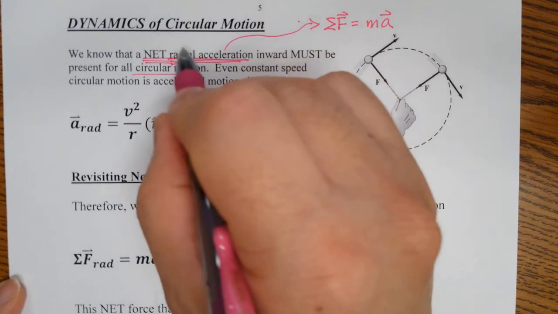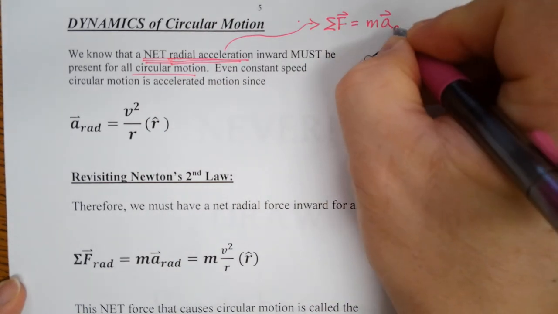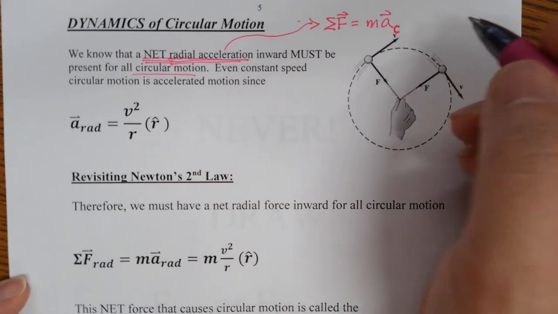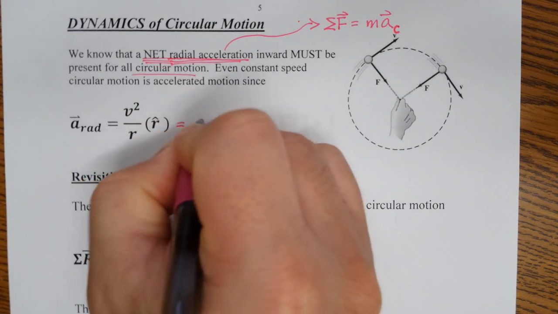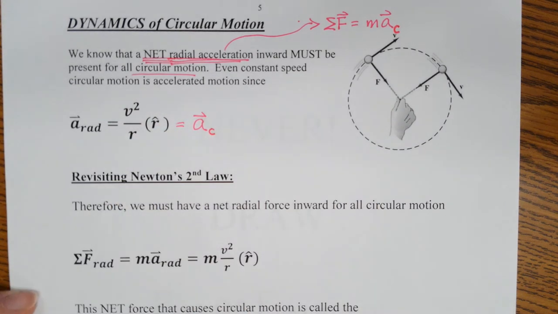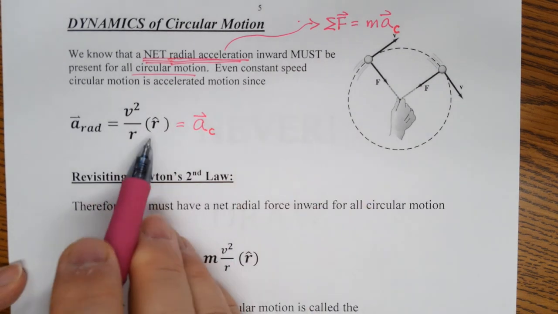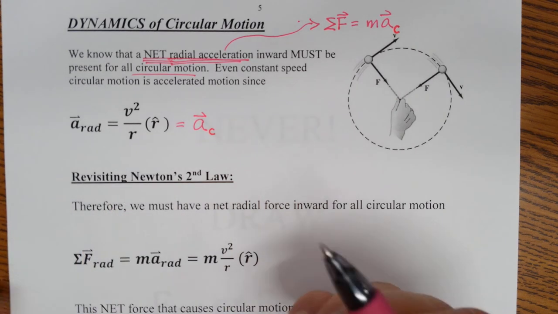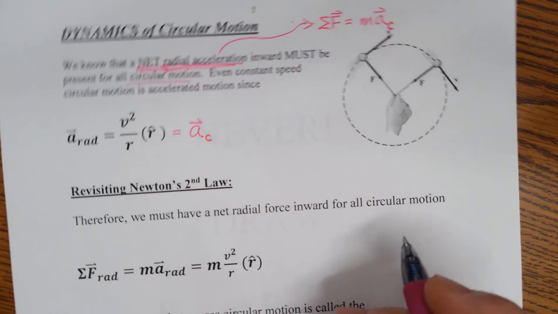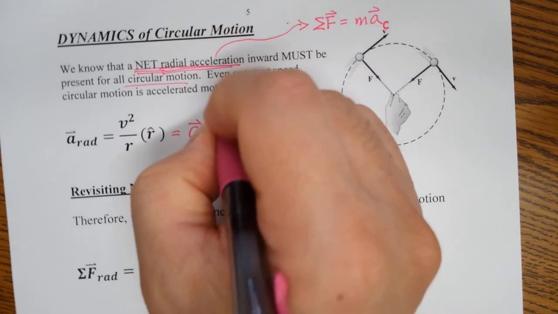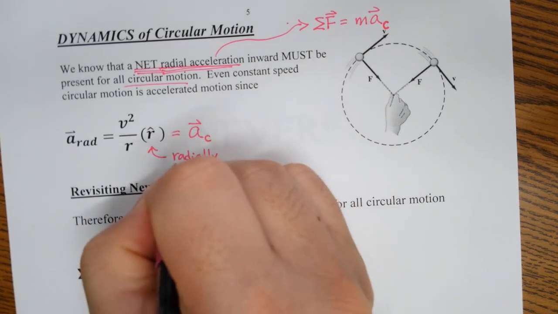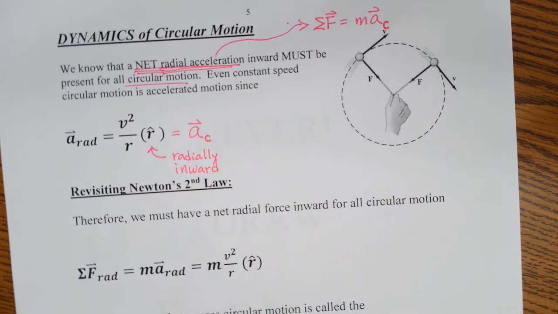But since this is a circular motion, this net force is m a_c. It's very important that we recognize that. And of course, a sub c, the centripetal or radial acceleration, is equal to v squared over r, r hat, which means it's in the radial direction. So this is always going to be radially inward, towards the center of the circle.